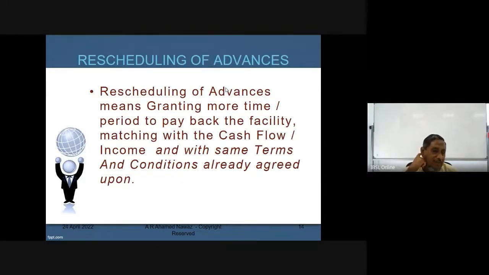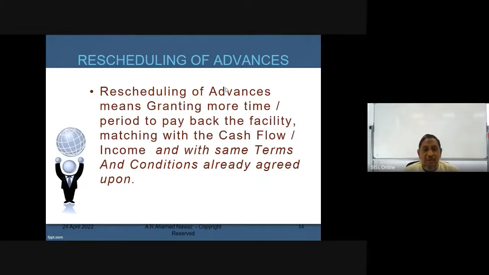Rescheduling of advances means granting more time to pay back the facility, matching with the cash flow or income, and with the same terms and conditions already agreed upon. Right? What does rescheduling mean? Extending the period for the customer to pay the facility. Extending the period, that's called rescheduling.